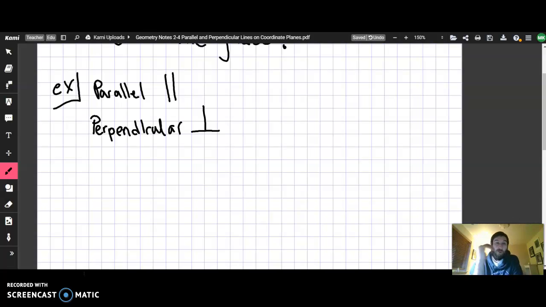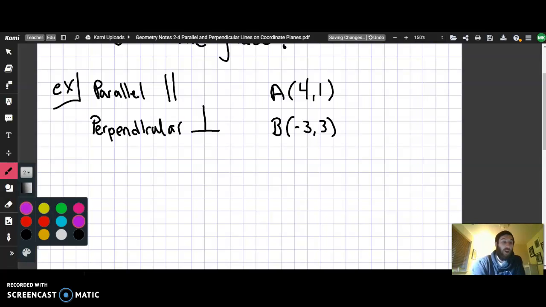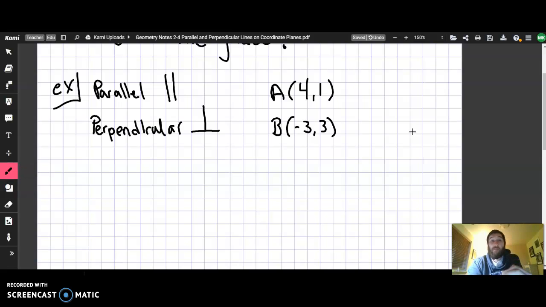Let's start with 2 points. Those 2 points are point A, which will be 4, 1, and then point B, which will be -3, 3. First things first, we know lines are parallel if the slopes are the same. And we know lines are perpendicular if there's something called opposite reciprocals.